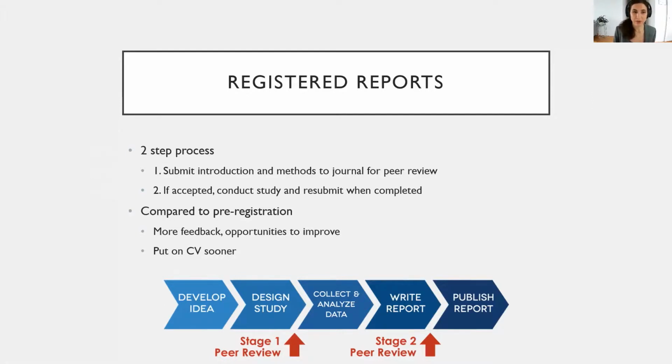At this step, your manuscript, your paper, could be provisionally accepted. So saying, yes, we'll publish your paper no matter the results if you follow the study design that we approved in this first stage. And then you go on, you collect your data, you write your final report, and then it's peer reviewed again to make sure that your conclusions are sound based off of your analyses, which were already approved, and then it's published.